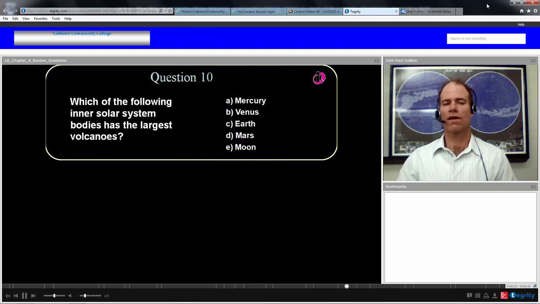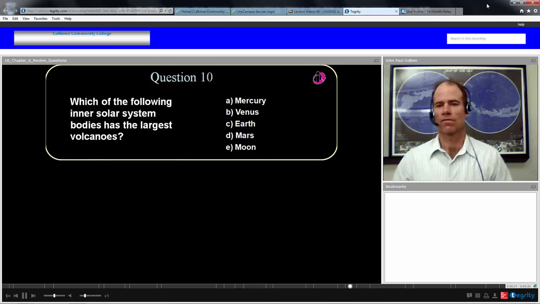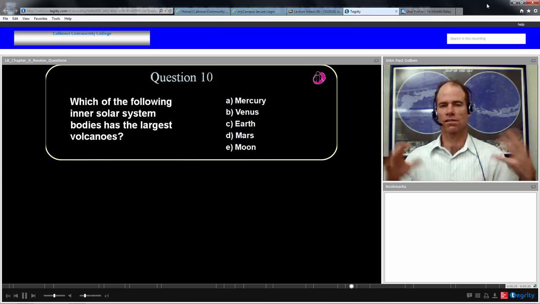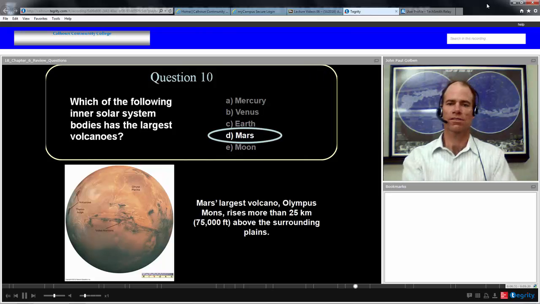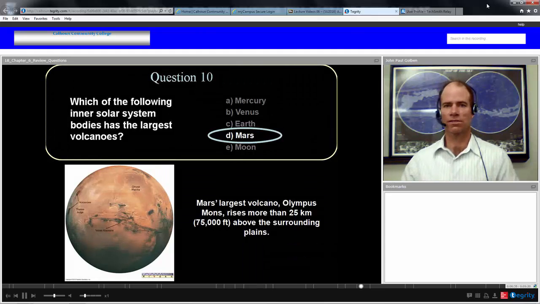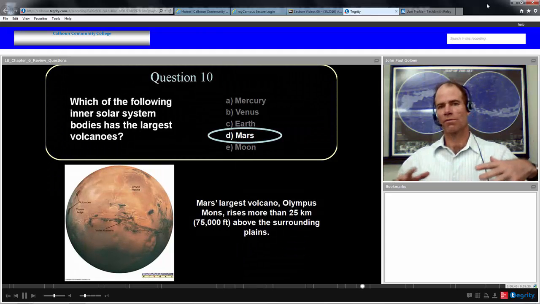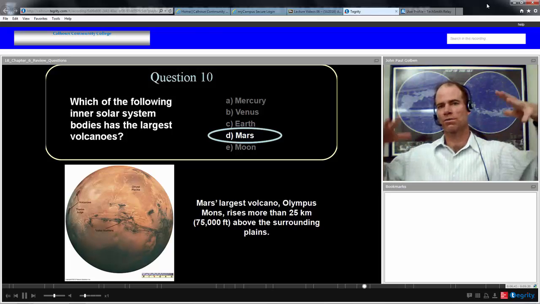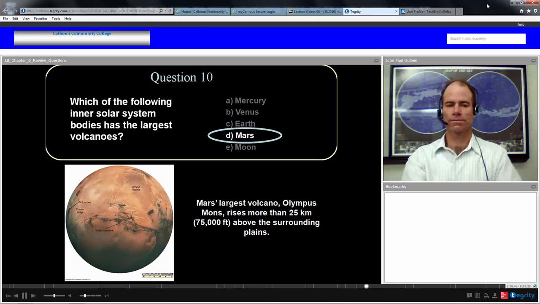Which of the following inner solar system bodies has the largest volcanoes? Venus has the largest conglomerate of volcanoes, but the largest volcano in the solar system is actually on Mars. Olympus Mons rises more than 25 kilometers above the surrounding plains, and the low gravity on Mars allows that shield volcano to grow and get bigger.